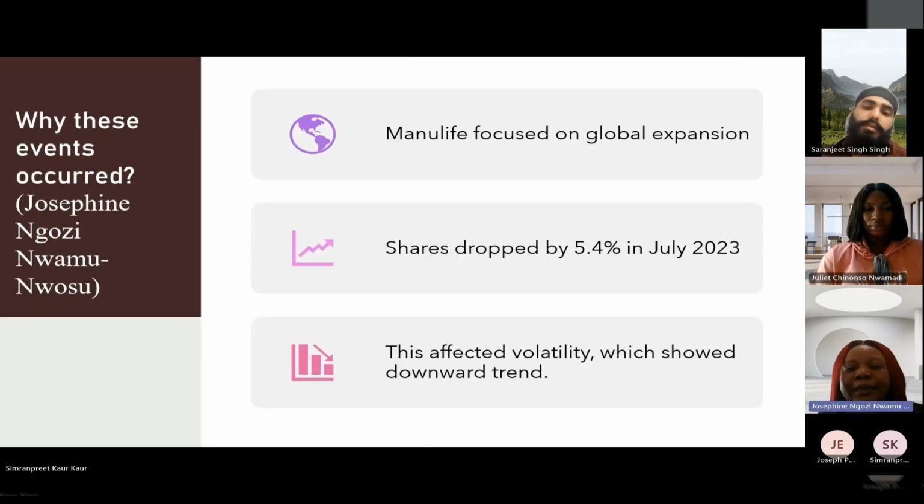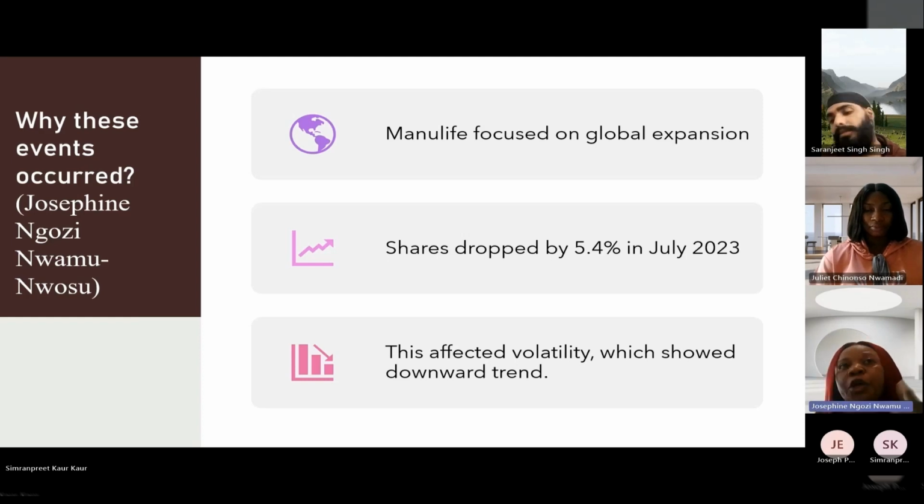In this slide, we will share why and when this occurred. It is important to understand why and when this event occurred. The occurrence happened during our research period, which is between February 2023 and February 2024.